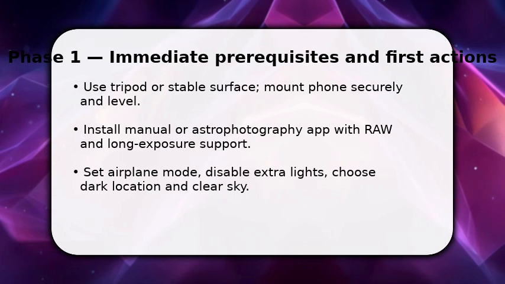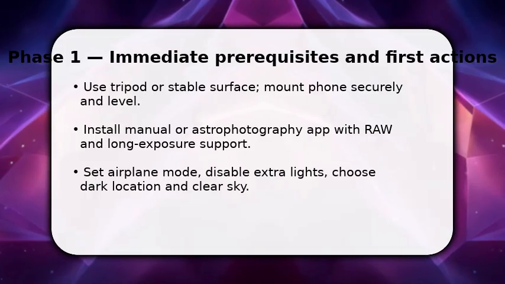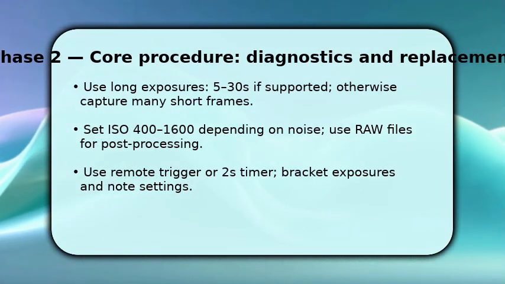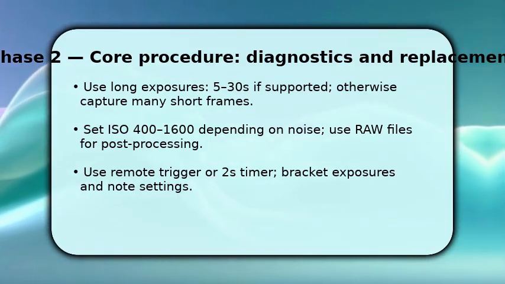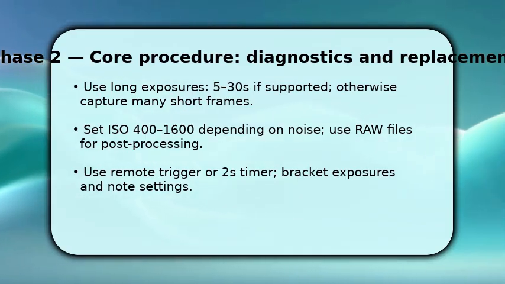Now you balance shutter speed and ISO. If your app allows 30-second exposures, start at 10s and ISO 800, then adjust based on preview brightness. If the phone limits exposure, capture dozens of shorter frames to stack later. Stacking reduces noise and enhances stars. Make sure to use a remote trigger or a 2-second timer to avoid camera shake.